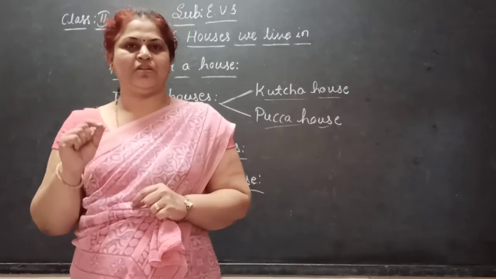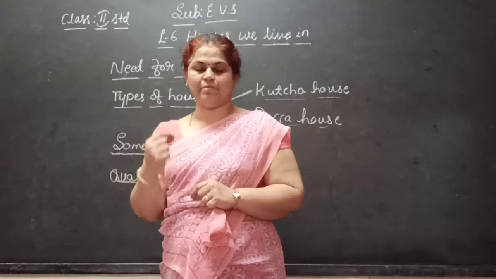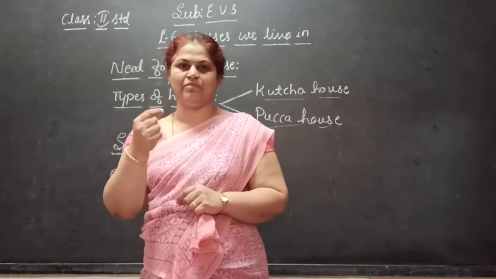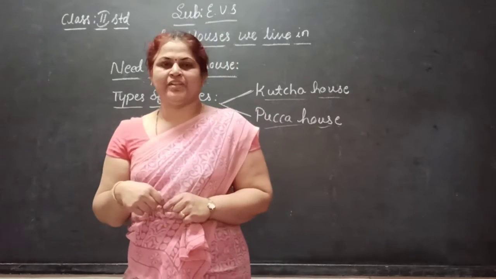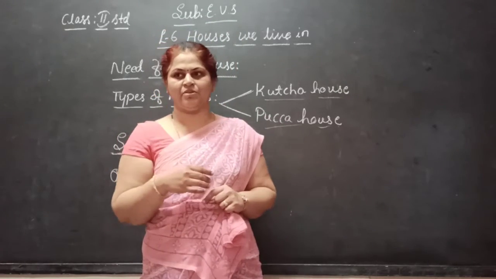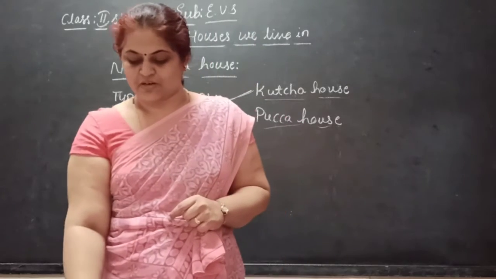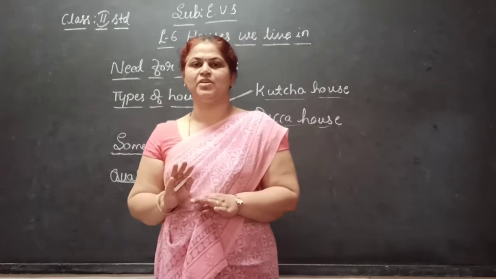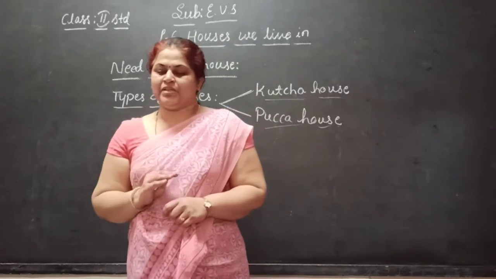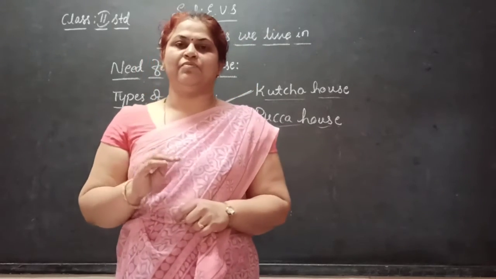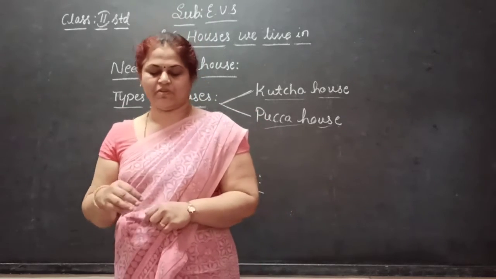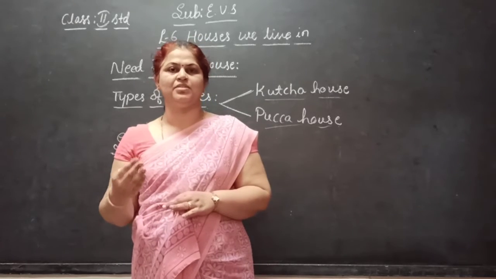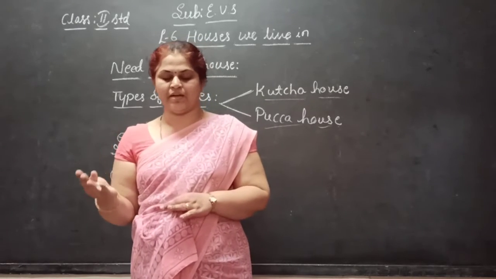So you all know the mud, right? Bamboo, with the help of bamboo sticks. Straw means sticks thrown here and there. Dry leaves means fallen leaves. With the help of these they construct the kacha house, that is a temporary house. Temporary means only for the time being. So we call that weak houses. Suppose strong wind or something comes, it can damage.